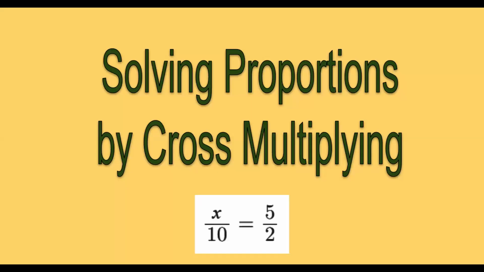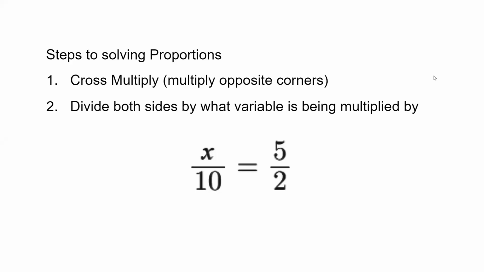In this video, we are going to review a process of solving proportions using cross multiplication. The steps to solving with cross multiplication are very straightforward. They involve first cross multiplying. We'll talk about that in a moment. It basically means to multiply the opposite corners and then set them equal to each other.